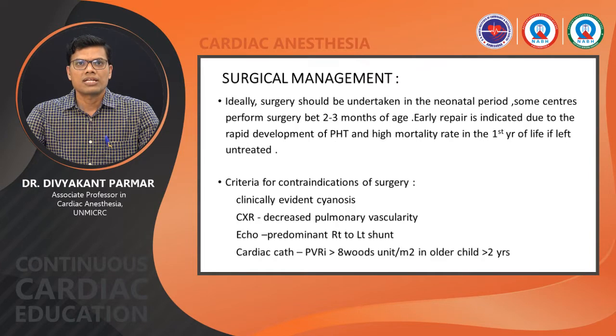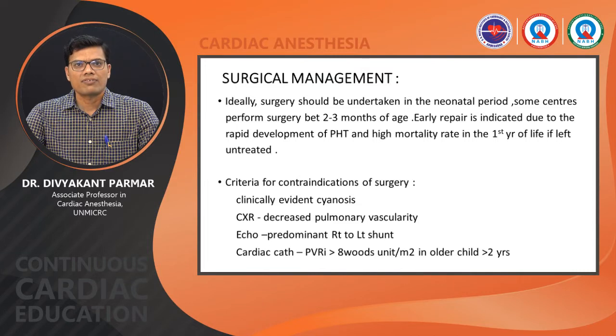Coming to the surgical management, what is the timing of surgery? Ideally, the surgery should be undertaken in the neonatal period as early as possible, but some centers perform surgery between 2 to 3 months of age. Studies have shown that early repair is indicated due to the rapid development of pulmonary hypertension and high mortality rate in the first year of life if left untreated.